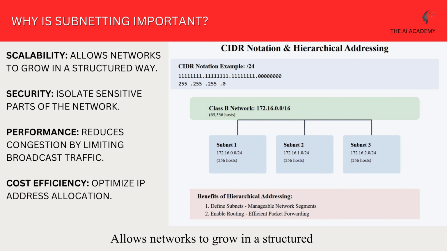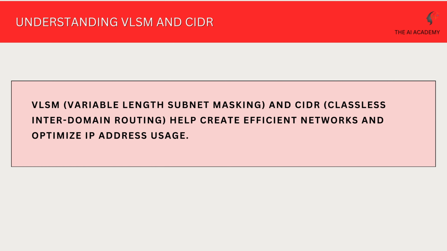Why is subnetting important? Scalability: it allows networks to grow in a structured way. Security: it isolates sensitive parts of the network. Performance: it reduces congestion by limiting broadcast traffic. Cost efficiency: it optimizes IP address allocation. Understanding VLSM and CIDR. Let's dive into how VLSM, variable length subnet masking, and CIDR, classless interdomain routing, help create efficient networks and optimize IP address usage. We'll also walk through practical subnetting steps, including calculations and verification.